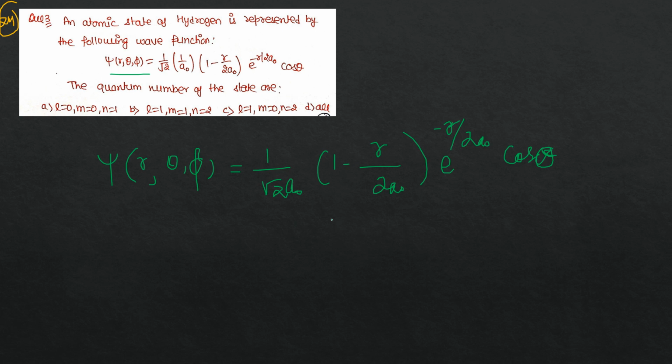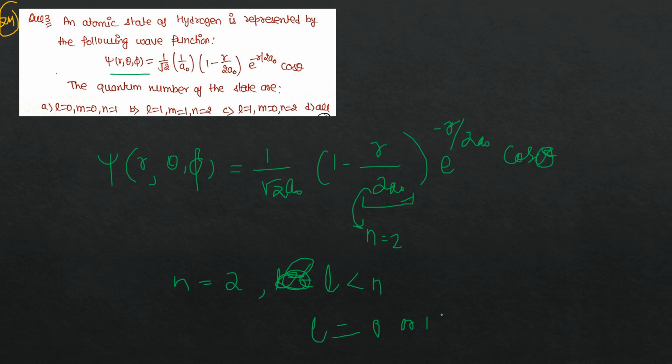Now see, this part will tell me the n dependence. Here n is 2. Whatever the number is in the radial part, that is your n. So n is equal to 2. If n is 2, then L will be what? L should always be less than n. So L can be 0 or 1.